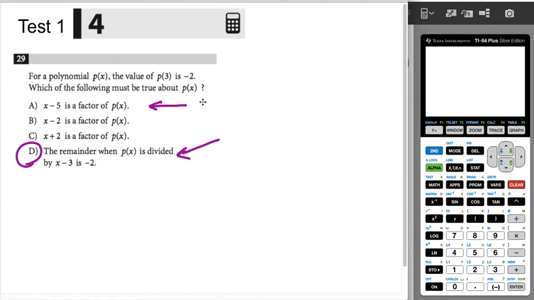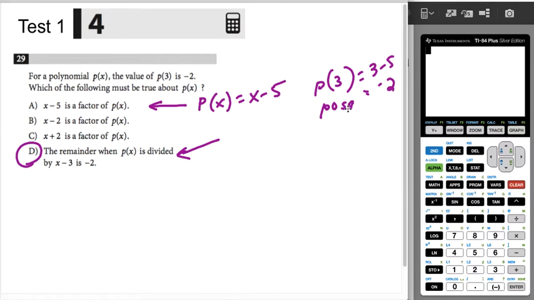If x minus 5 is a factor of p of x, why couldn't I just say that p of x equals x minus 5, and then check? When I plug in p of 3, I do get 3 minus 5, which is negative 2. So that's possible. But it wouldn't be a possibility if I made p of x be x minus 2. Then p of 3 would be 3 minus 2, which would not be negative 2, so it's definitely not B.